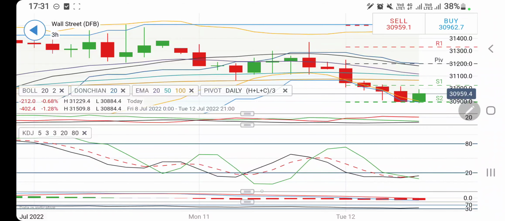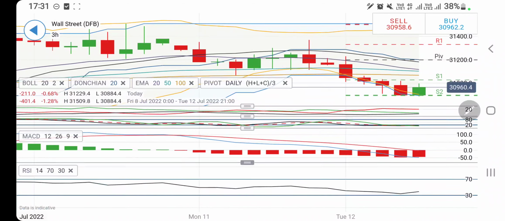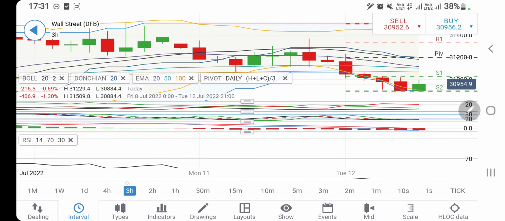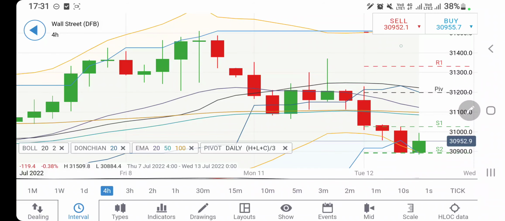Directional movement is bearish. Stochastic is oversold. MACD is also on the sell side. It may try to converge. RSI is near the bottom. Now this is on the 3-hour charts. Let's have a look at the 4-hour charts. On the 4-hour charts too, it is giving lower highs.